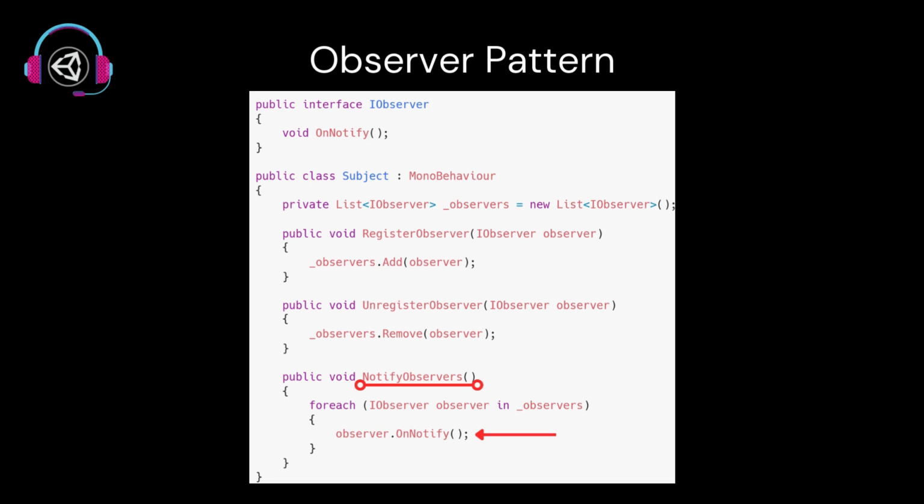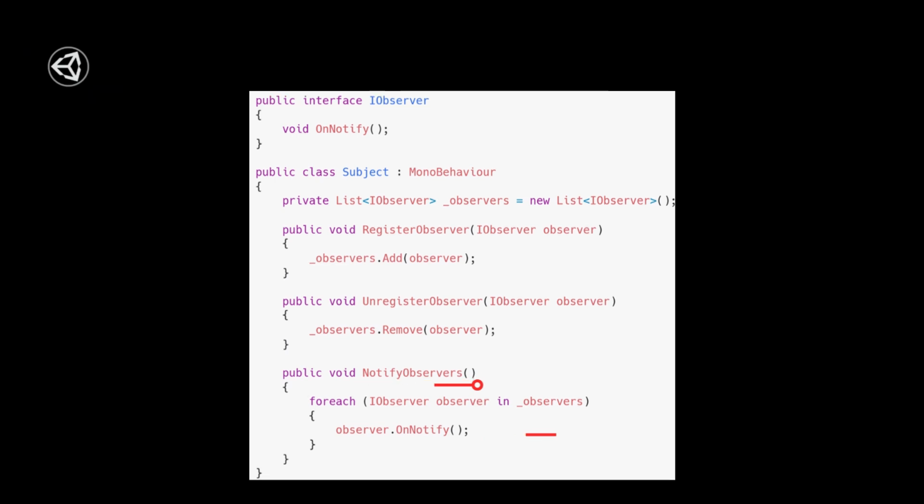In Unity, this is especially useful for things like UI updates or game logic notifications, ensuring that objects can stay in sync without tight coupling.